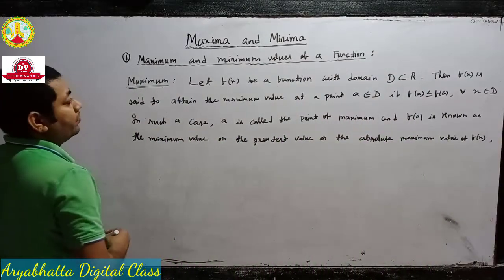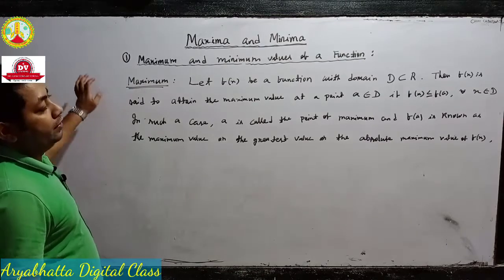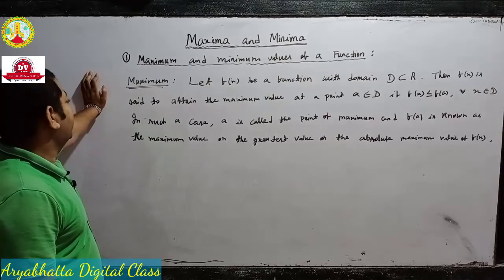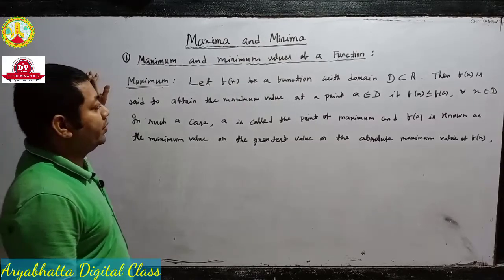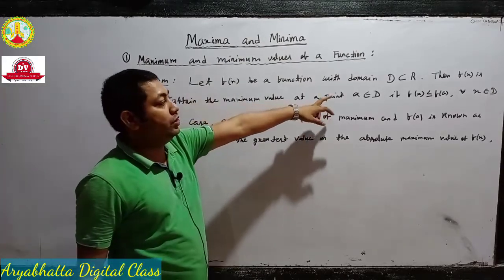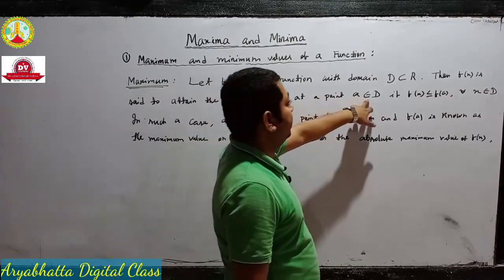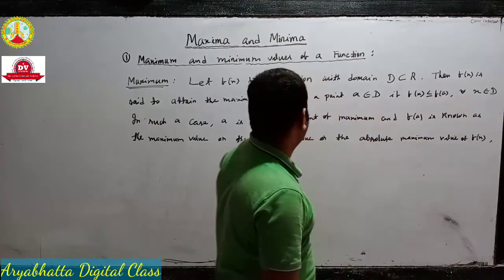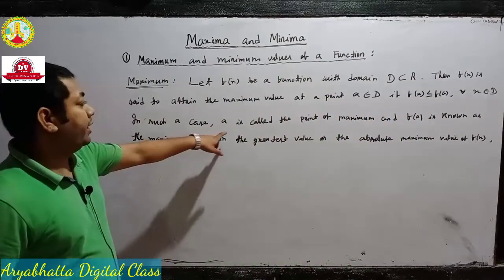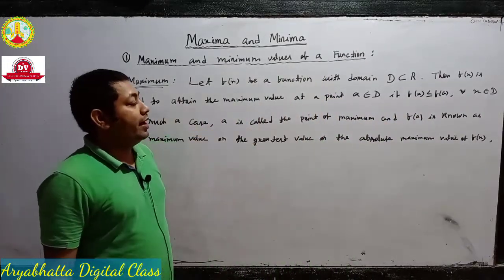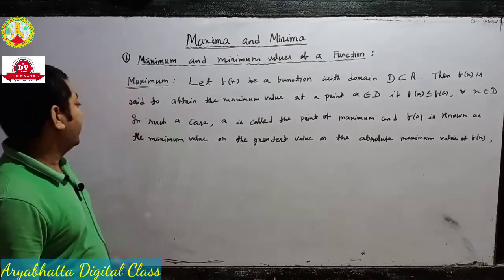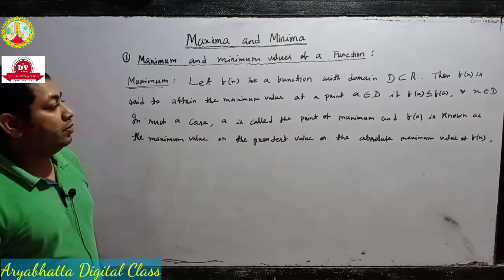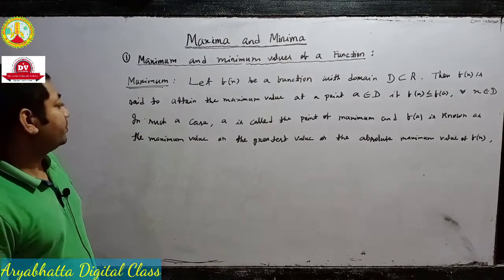Remember that f of x is a function with domain D, a proper subset of R, then f of x is said to attain the maximum value at a point a belongs to D. D means domain set. If f of x is less than or equal to f of a for all x belongs to D, in such a case a is called the point of maximum and f of a is known as the maximum value or the greatest value or the absolute maximum value of f of x.